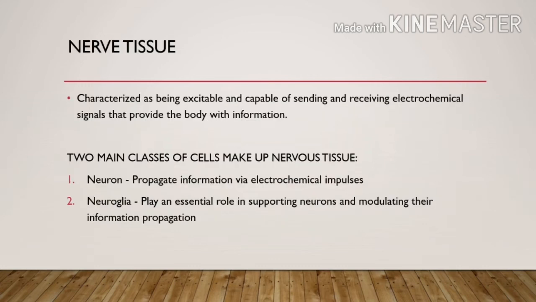Nerve tissue, characterized as being excitable and capable of sending and receiving electrochemical signals that provide the body with information. Two main classes of cells make up nervous tissue. Neurons propagate information via electrochemical impulses. Neuroglia play an essential role in supporting neurons and modulating their information propagation.